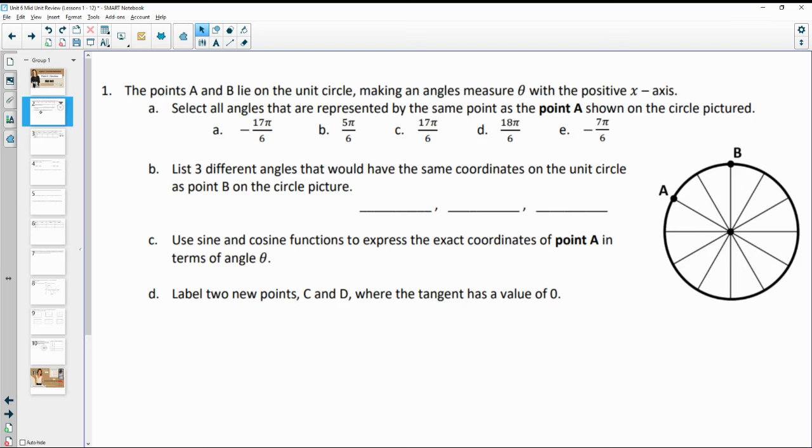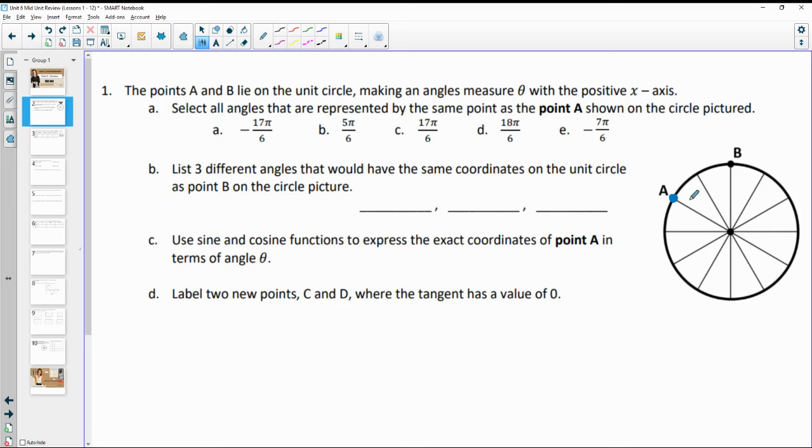Number 1 gives us point A and B on the unit circle, and it says that they make angles of theta with the positive x-axis. Part A would like us to select all of the angles represented by the same point as point A. And when we look at each of these, we see that each of these are pi over 6 radians.